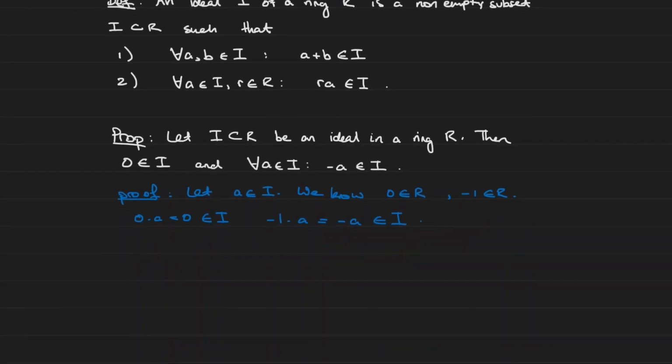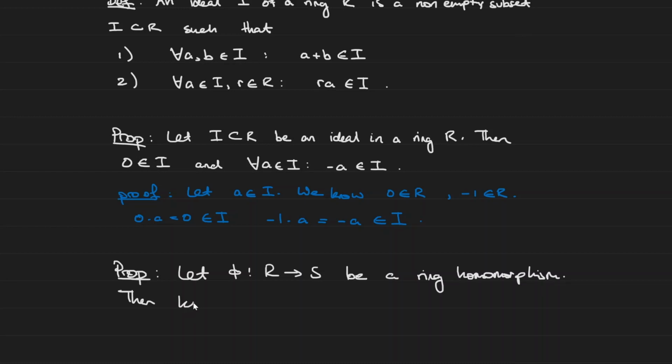Now what's an example of an ideal? Well, an excellent example is the kernel of a ring homomorphism. So let's make that a proposition. Let phi from R to S be a ring homomorphism, then the kernel of the ring homomorphism is an ideal. I believe I mentioned this in one of the previous videos.